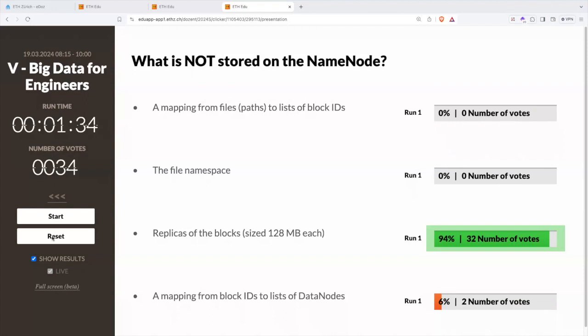This is metadata information. If we only have the replicas of the blocks, all we have is zeros and ones, but we don't know how to reconstitute the puzzle. So the other three, the file namespace, the mapping from the file path to the block IDs, and the mapping from the block IDs to the list of data nodes, this is to reconstruct the puzzle and get all the data.